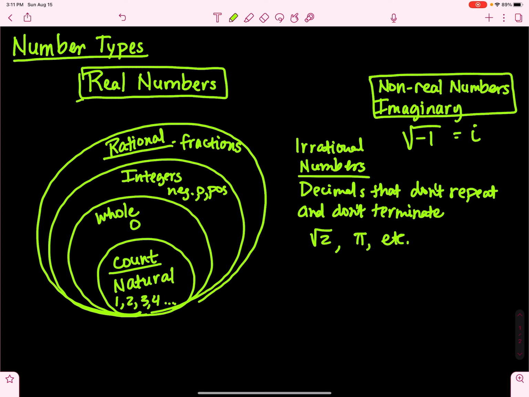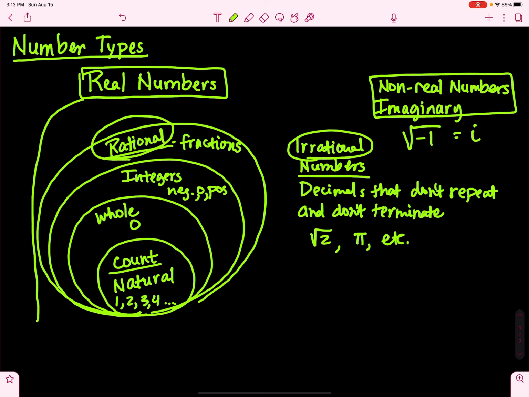Okay, so under this umbrella of real numbers, we have our rational numbers and our irrational numbers. And then out here, we've got our non-real numbers or imaginary numbers. That's just to help you out in case you have forgotten all that basic stuff.